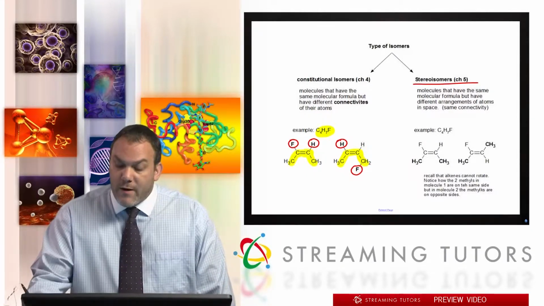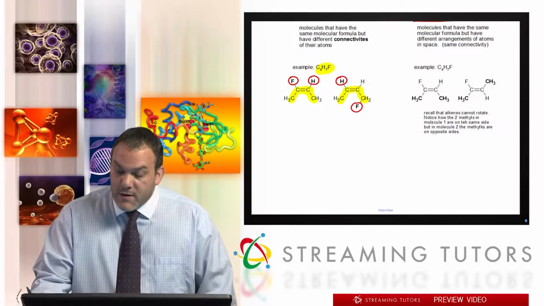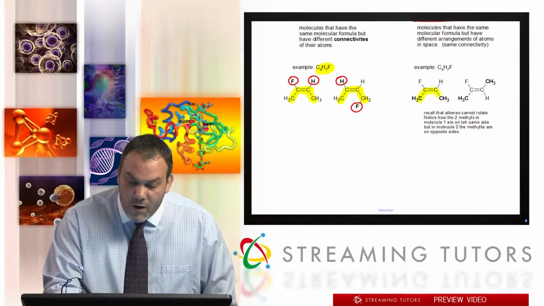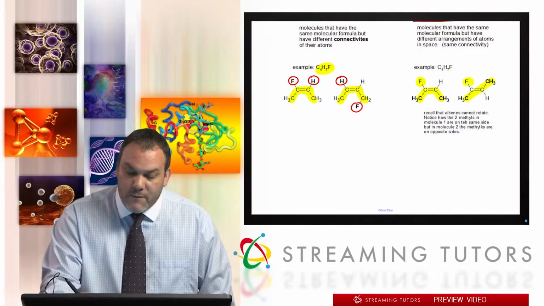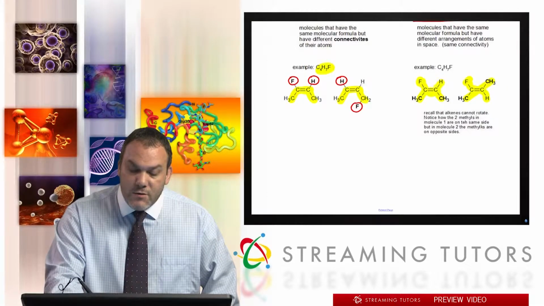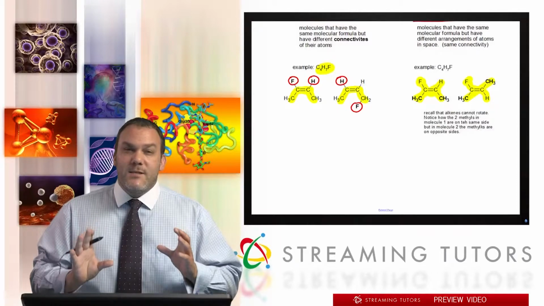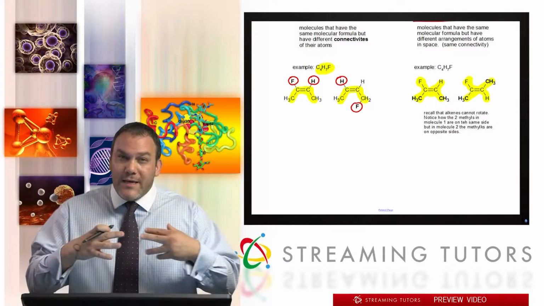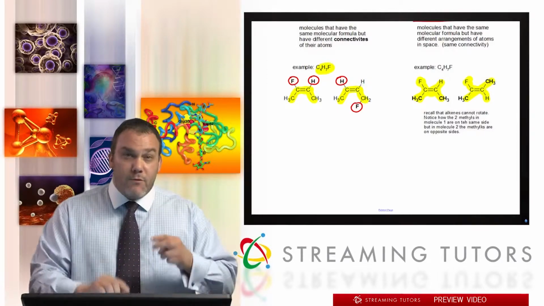Stereoisomers is where we have the same connections. There's no difference. So notice how there's 4 carbons, there's 4 carbons, right? There's a fluorine on a double bond carbon, fluorine on a double bond. Everything's connected the same way. So there's no difference in connection. But what is different is the arrangement in space. See, an alkene doesn't have rotation. So this is an important thing to remember.